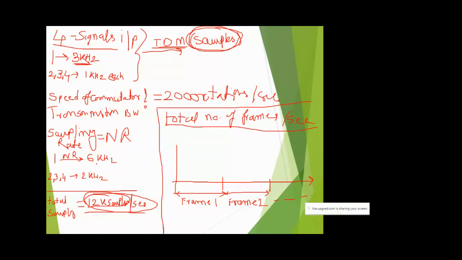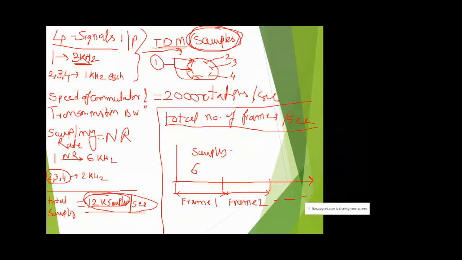We get one sample from the first signal, and from the second, third, and fourth signals, so there are three samples here. But this 6 kilohertz signal, we are splitting into three parts. So the first signal is split into three parts, and then the second, third, and fourth signals. So how many samples will we get here? 1, 2, 3, 4, 5, 6. Six samples.